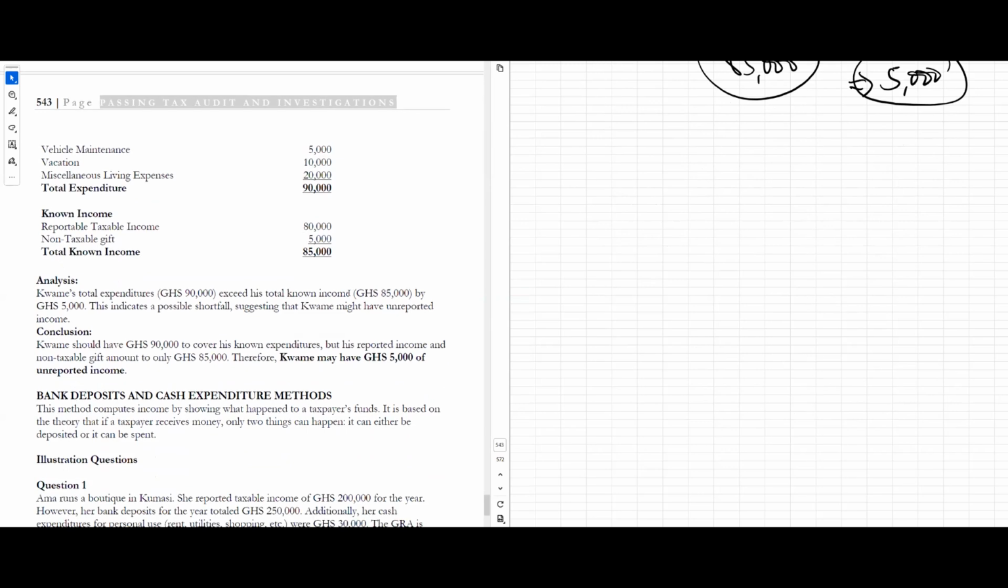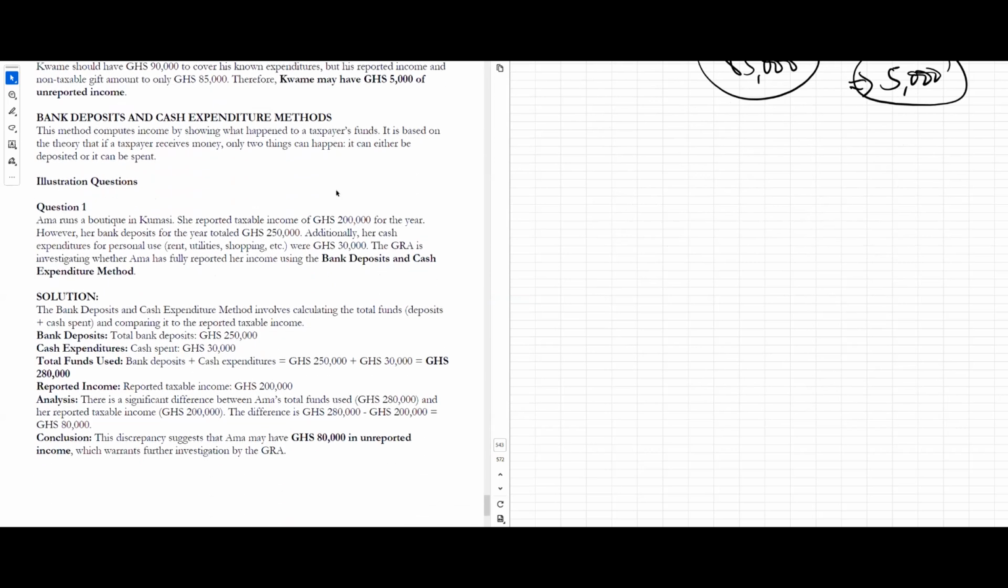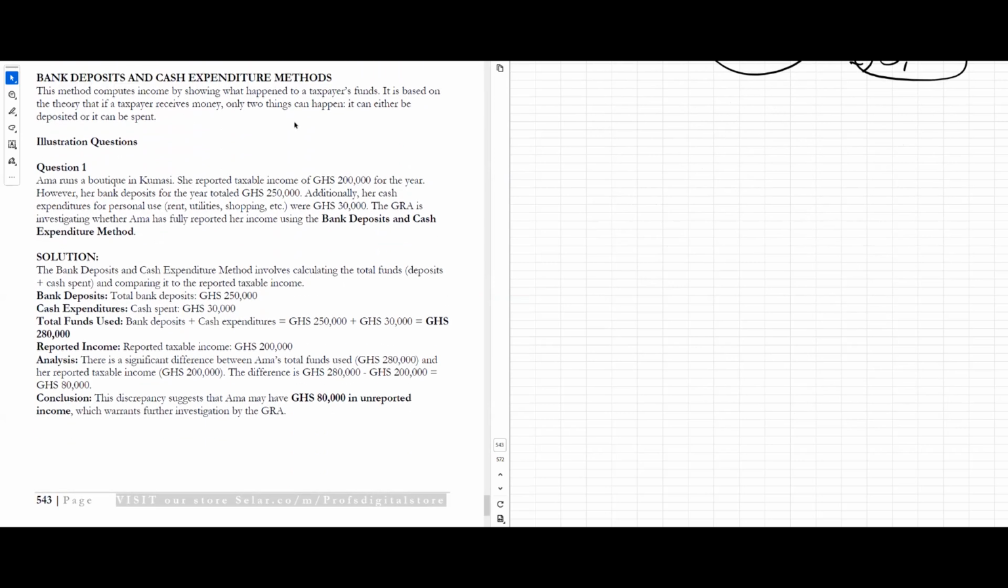So I want somebody to explain the sources of funds and application method now that you know how it works, in your own words. I believe that when you understand, you can write it in your own words. So in your own words, how will you explain sources of funds and application? And these things are real techniques we use in an audit too. It's not just for exam.